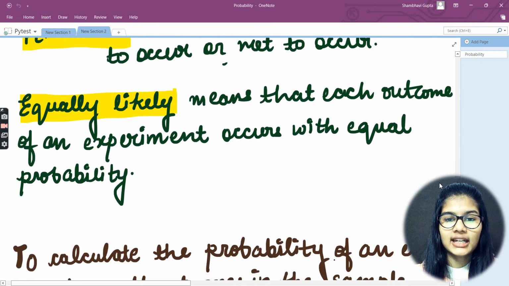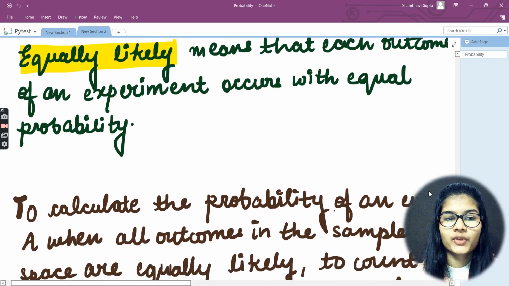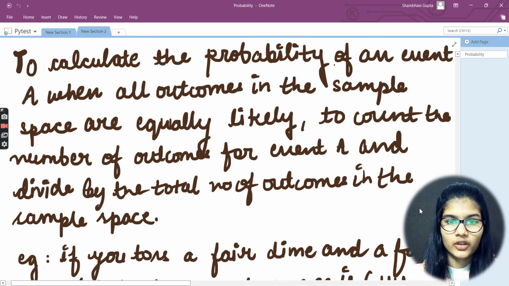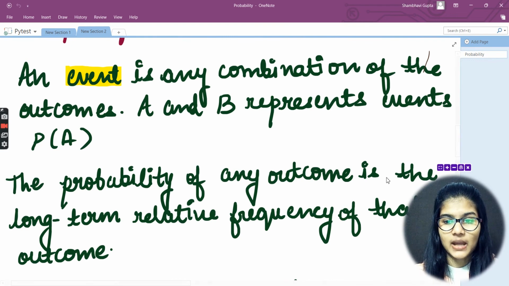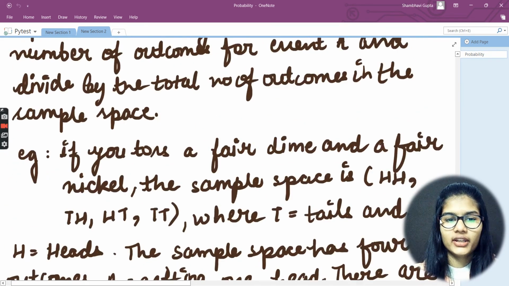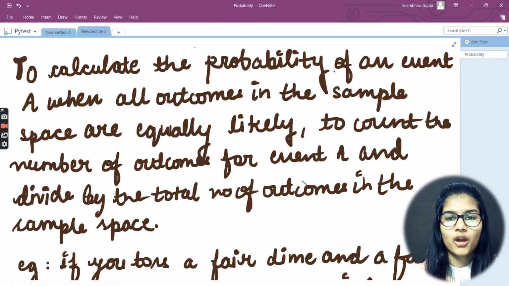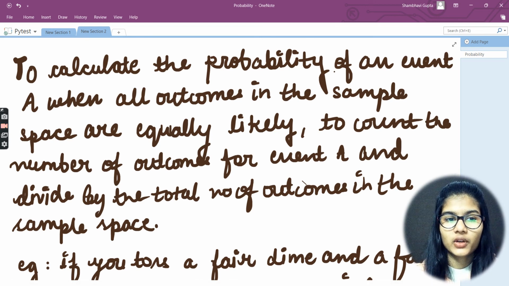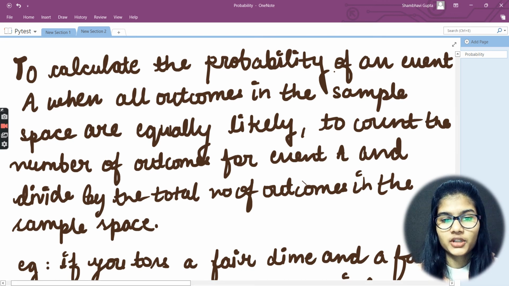Fine, so equally likely means that each outcome of an experiment occurs with equal probability. To calculate the probability of an event A when all outcomes in the sample space are equally likely, count the number of outcomes for event A and divide by the total number of outcomes in the respective sample space. And for that, we just took an example of how to compute the probability of an event when the outcomes in the sample space are equally likely. I hope I am pretty much clear with how to solve such a problem. That was a quick, very easy problem. I hope that's pretty much clear.